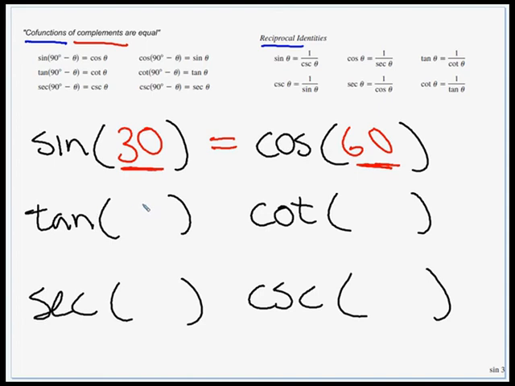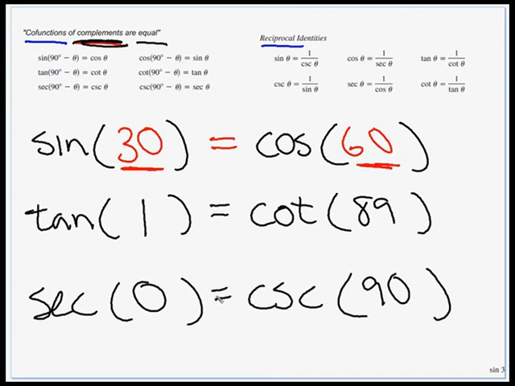Down here I could put in tangent of 1 is equal to the cotangent of 89. As long as those angles are complements, the values will be equal. And again, the same with cosecant and secant. I could even do the secant of 0 and the cosecant of 90 are going to be exactly equal. Or 45 and 45 degrees. The cofunctions of complements have equal values.